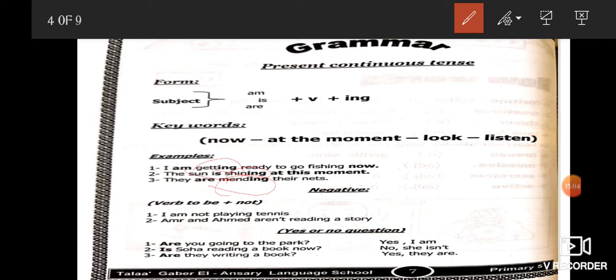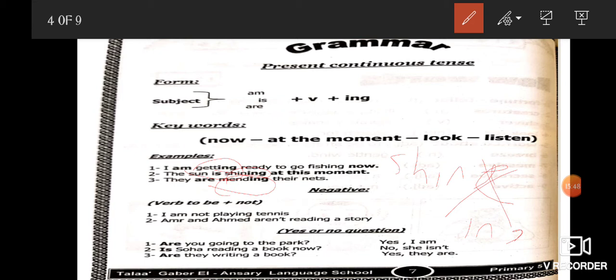Okay? We put ing immediately, like play, playing, eat, eating, drink, drinking, mend, mending. Okay? And we have some verbs that end with e, like example number 2, shine. Shine was like this, ends with e. And in order to put ing, I must cancel e and put ing. As well, like verb drive, I must cancel e and put ing, driving. Verb make, cancel e and put ing, making. Verb have, ends with e, cancel e and put ing, having.